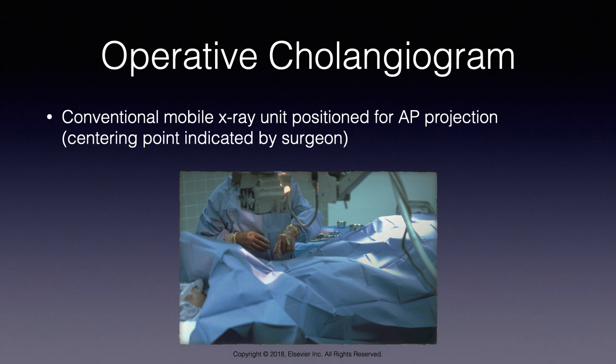Operative cholangiogram, conventional mobile X-ray unit position for AP projection, centering point indicated by the surgeon. In the image below, you see an actual mobile unit positioned over a sterile field. I'm not sure where they get this, but this is usually done under or with a C-arm, a sterile field, and that mobile unit is not sterile. So the image is incorrect, but for the sake of the boards, you need to see this slide.